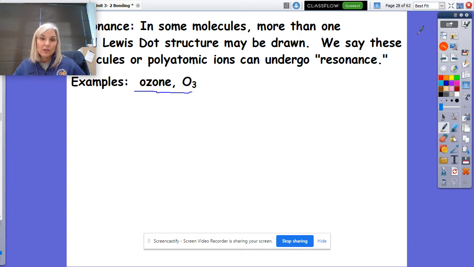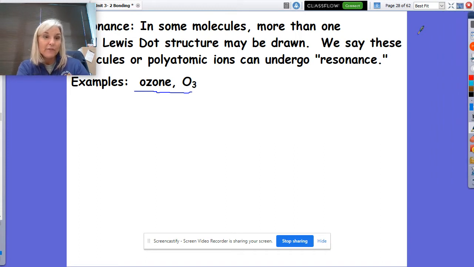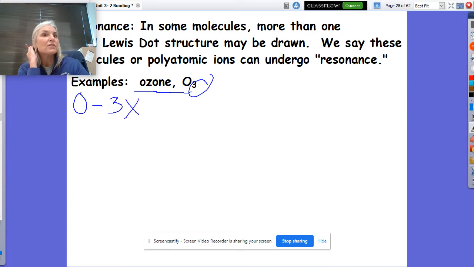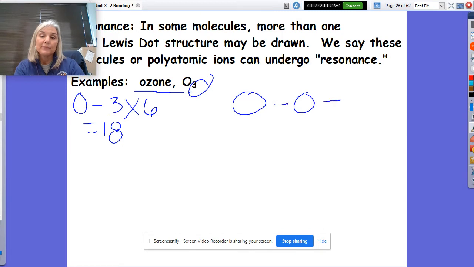No different, we're still going to count our total number of valence electrons. So ozone is just O, oxygen. There are 3, so we have 3 times, and oxygen is in group 16, so it has 6 valence electrons. That gives us a total of 18 valence electrons. Our next step is to attach the oxygens together by a bond. So we're going to put it just like this.